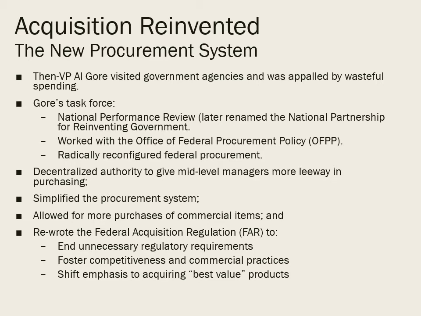So the new procurement system was really all about Al Gore. Now, the media didn't focus on it because it's just not really a sexy topic. But Al Gore created a task force. It was the National Performance Review, later renamed the National Partnership for Reinventing Government. And this task force radically reconfigured federal government procurement. It proposed 1,200 changes to better serve its customers, meaning government agencies and also the public.